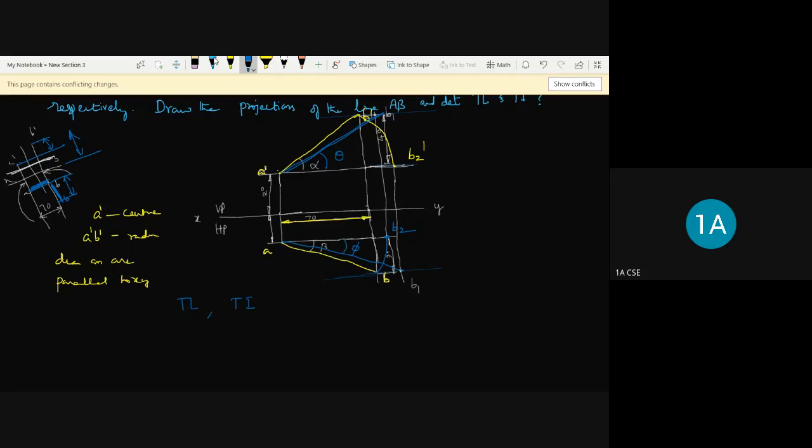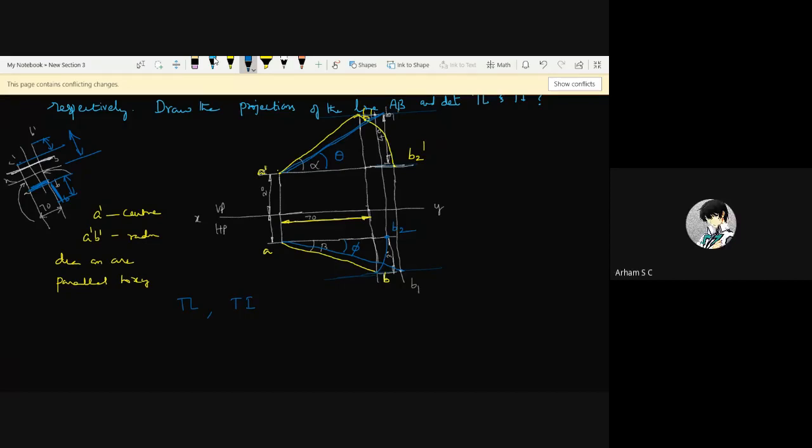B dash, how we are going to get from B2 dash. Then B2 dash, how we are going to get from B1. So this sequence, this navigation, if you know, it is easy to draw any of the problems. Okay now? Yes, sir. Anybody got it?